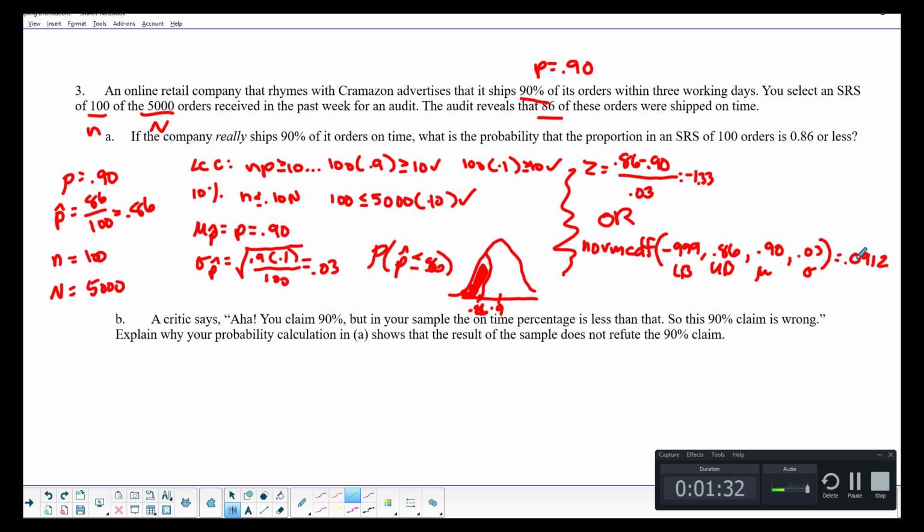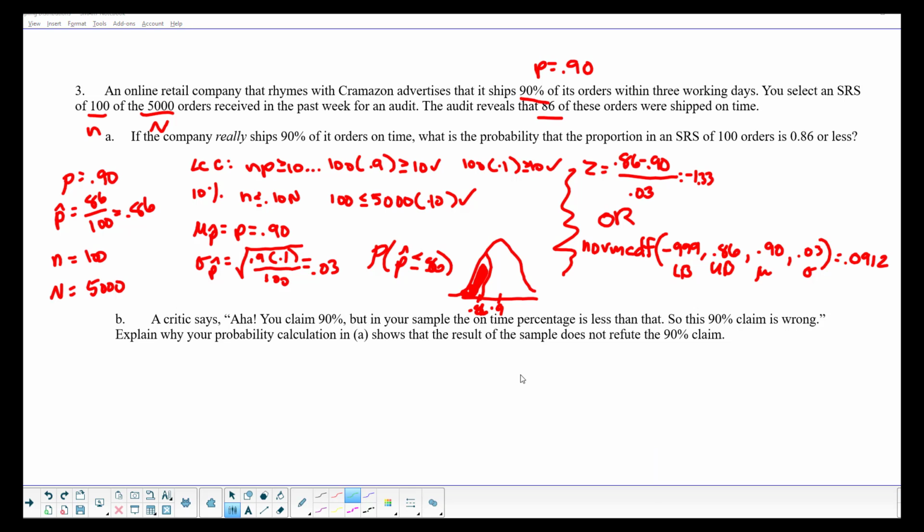Okay, so let's go ahead and take a look at how we interpret this next part. So Critic says, aha, you claim 90%, but in your sample, the on-time percentage is less than that. So this 90% claim is wrong. Explain why your probability calculation in A shows that the result of the sample does not refute the 90% claim. So what this person is saying is they're calling BS on you, essentially, right? They're saying, hey, Cramazon, you're supposed to send 90% of your orders on time within 3 shipping days, but you had a sample of 100 where only 86% of those went out on time as you advertised. So that must be false advertisement.